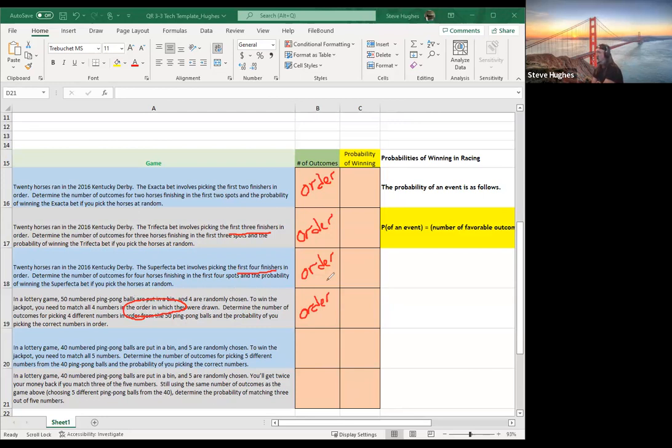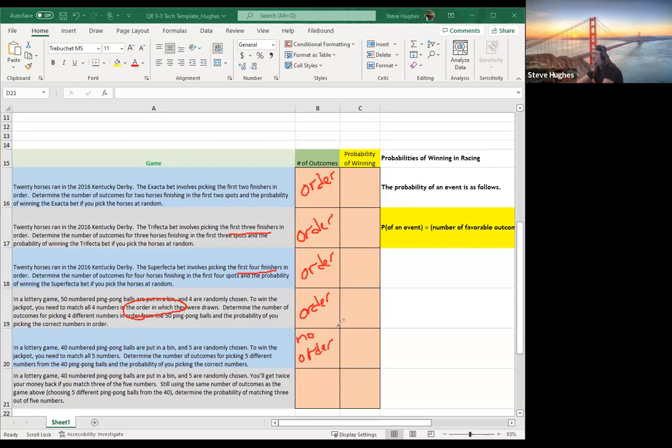Next, a lottery game: 40 numbered ping pong balls are put in a bin. Five are randomly chosen. To win the jackpot, you need to match all five numbers. Determine the number of outcomes for picking five different numbers. Okay, so you have to match all five. Does it say anything about order? It doesn't say anything at all about order. You just have to match all five of them. So order doesn't matter. I just put in here, no order.